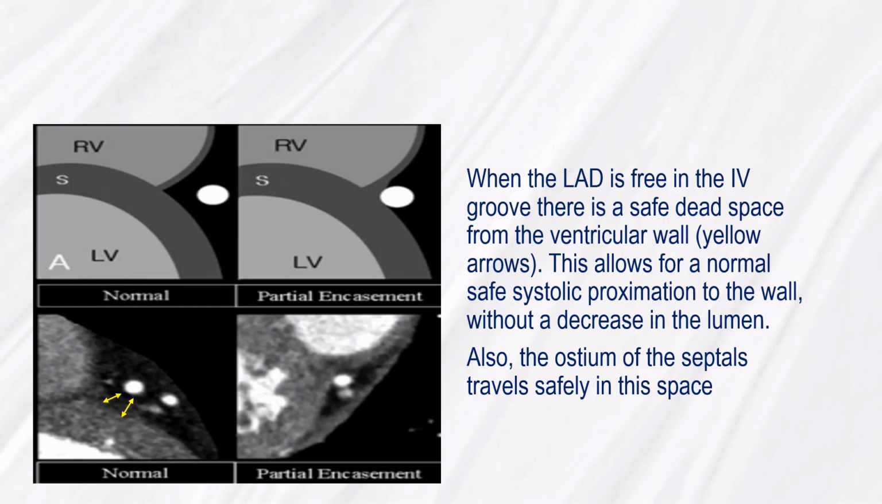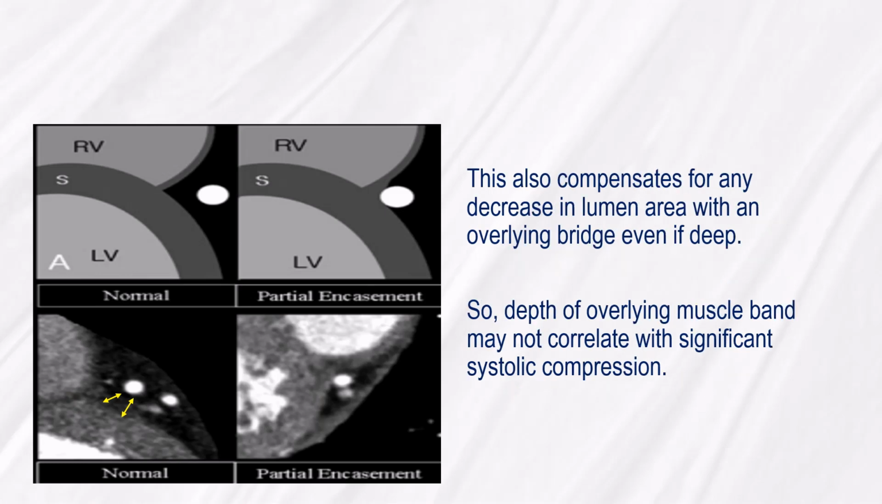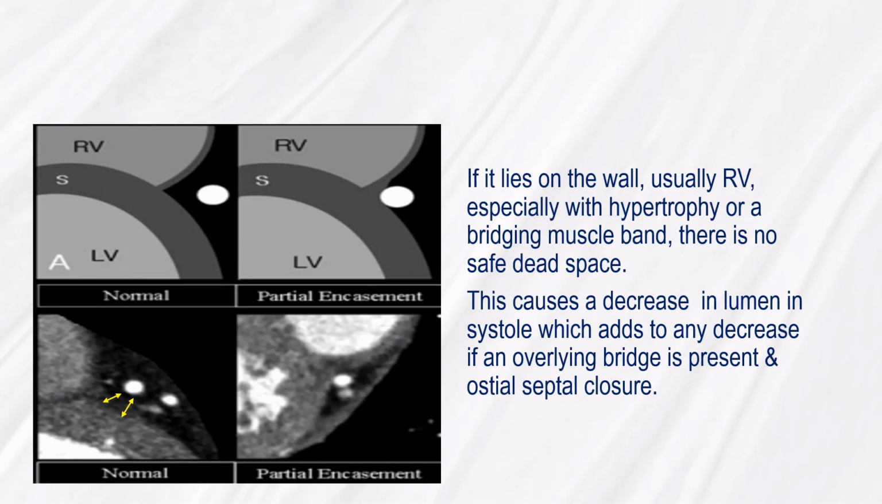Also, the ostium of the septals travels safely in this space. This also compensates for any decrease in the lumen area with an overlying bridge, even if deep. So the depth of the overlying muscle band may not correlate with significant systolic compression. If it lies on the wall, usually the RV, especially with hypertrophy or a bridging muscle band, there is no safe dead space. This causes a decrease in the lumen in systole, which adds to any decrease if any overlying bridge is present, and ostial septal closure.